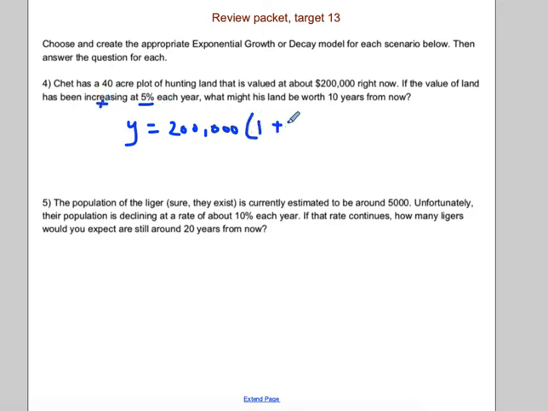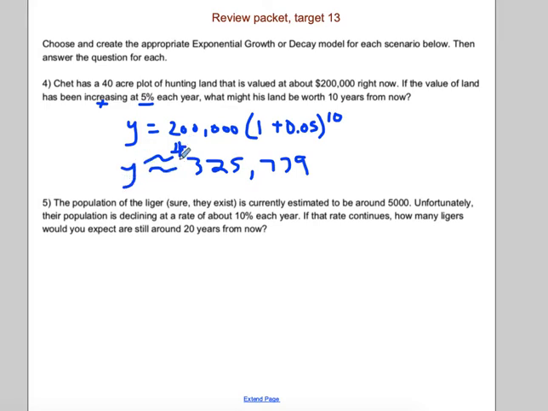So it's starting at 1. You're adding 5% each year. So convert that 5% to decimal. You're going to get 0.05. And 10 years from now, how much will it be? So you're going to do the exponent for 10. If you do that, you should get roughly $325,779. Making money.